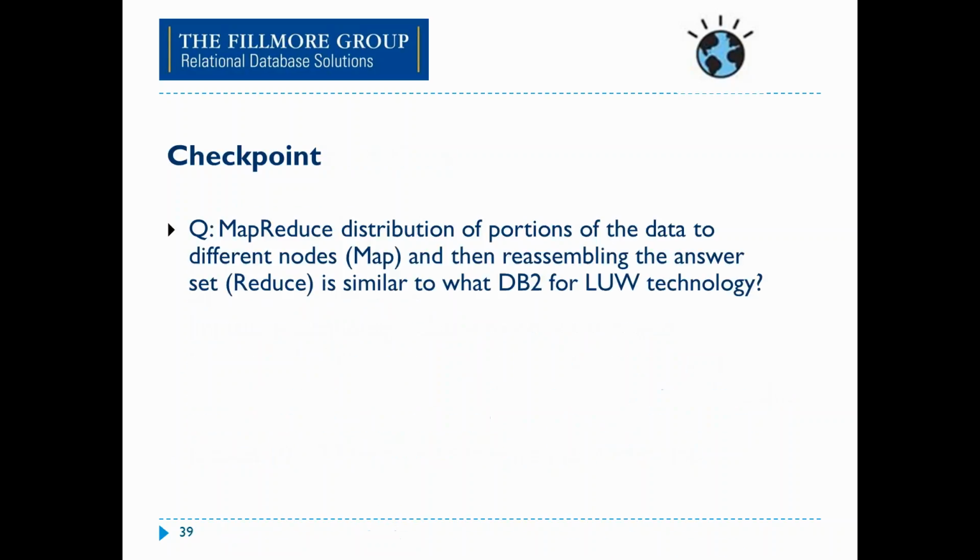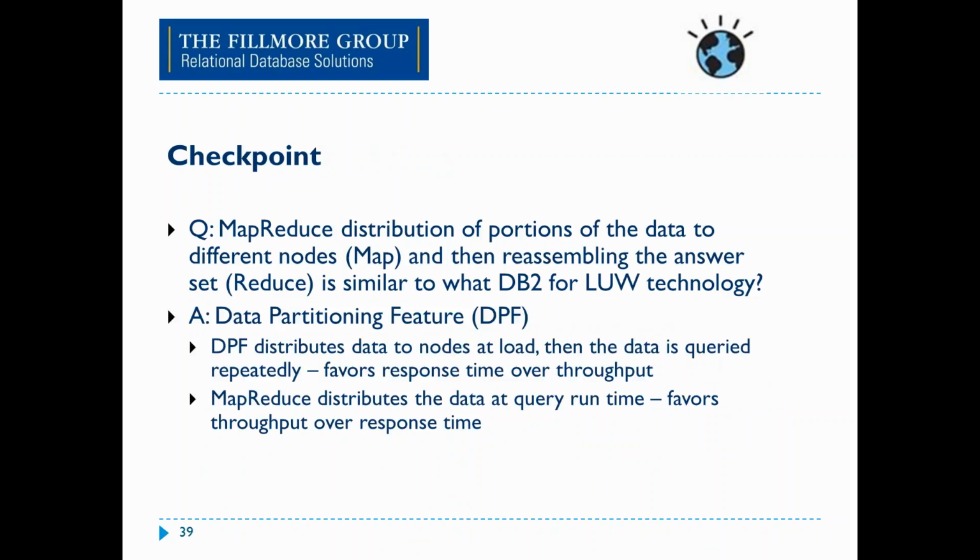So a checkpoint. MapReduce distribution of portions of the data to different nodes, that is the map, and then reassembling them. The answer set is similar to what DB2 for LUW technology, and that would be the data partitioning feature. The DPF distributes the data to nodes at load when the data is queried repeatedly. So this favors response time over throughput. MapReduce distributes the data at query runtime. This favors throughput over response time.